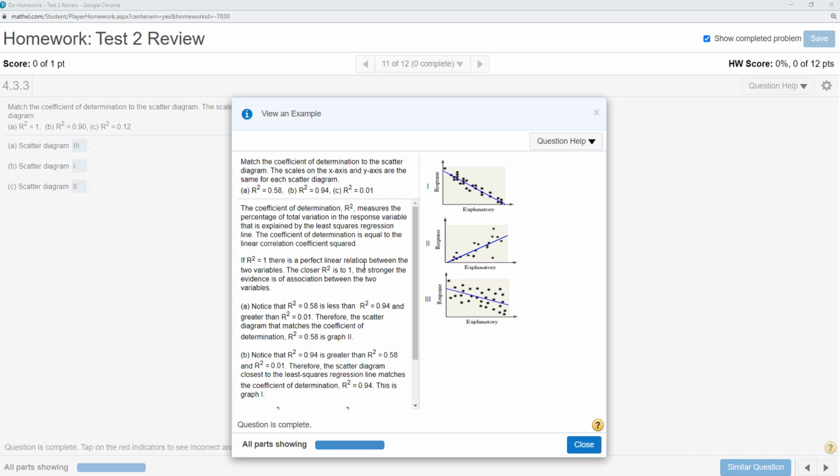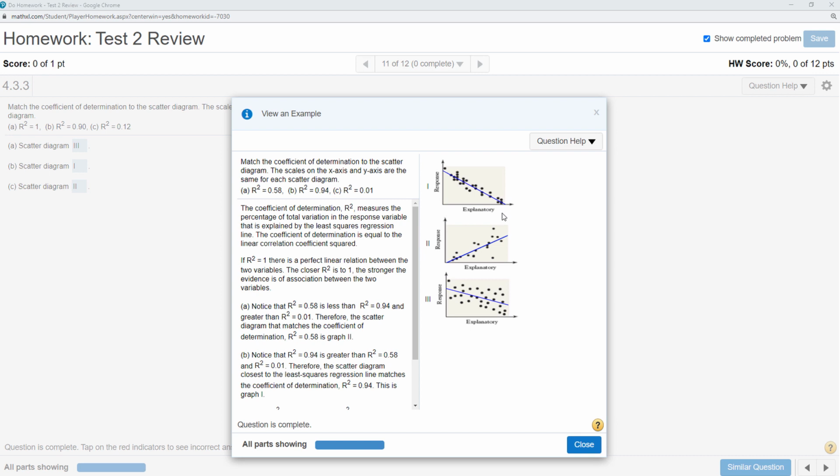Okay. If r squared is equal to 1, there's a perfect linear relationship between the two variables. The closer r squared is to 1, the stronger the evidence of association between the two variables. So association doesn't necessarily mean causation, though.